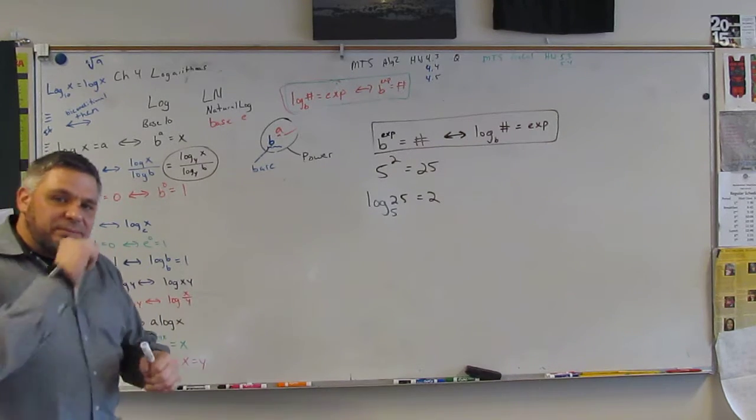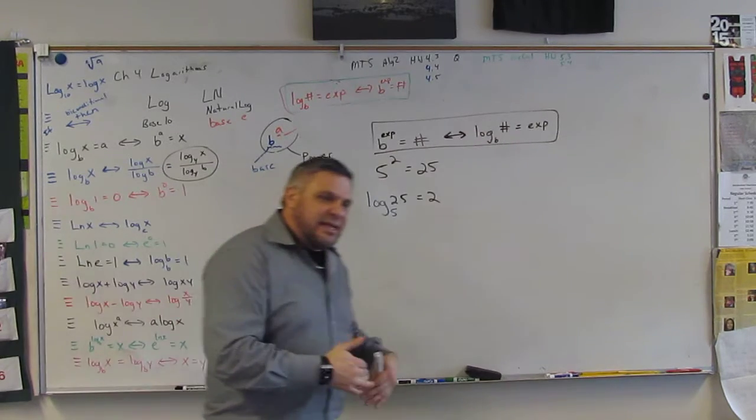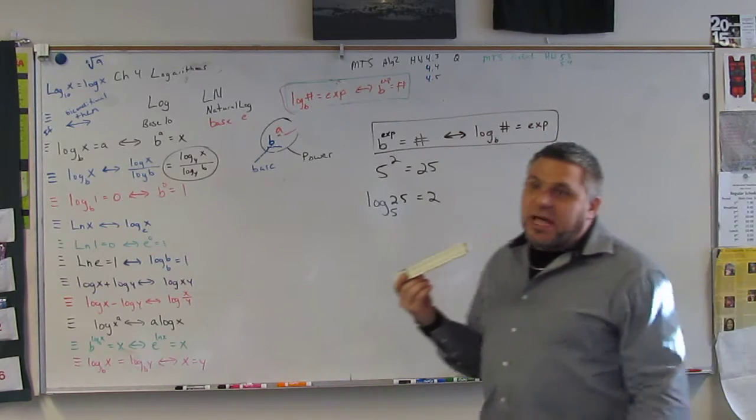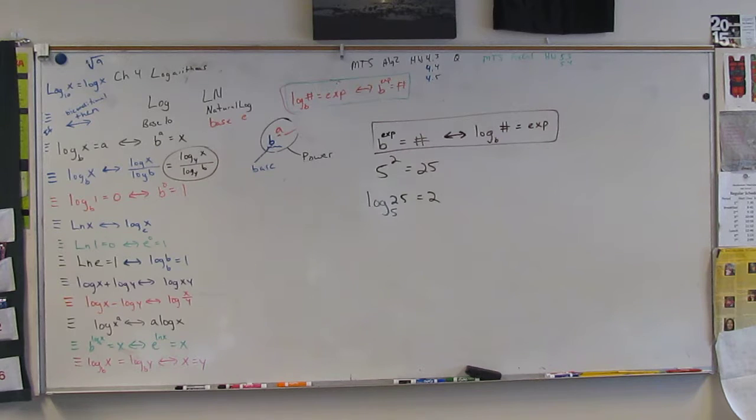Because the logarithms in your calculator are made up on base 10. They're made up of base 10 because 50 years ago, we came up with this device. Okay? And this is a slide rule. And you use this slide rule to deal with a lot of things, and one of those things is logarithms.